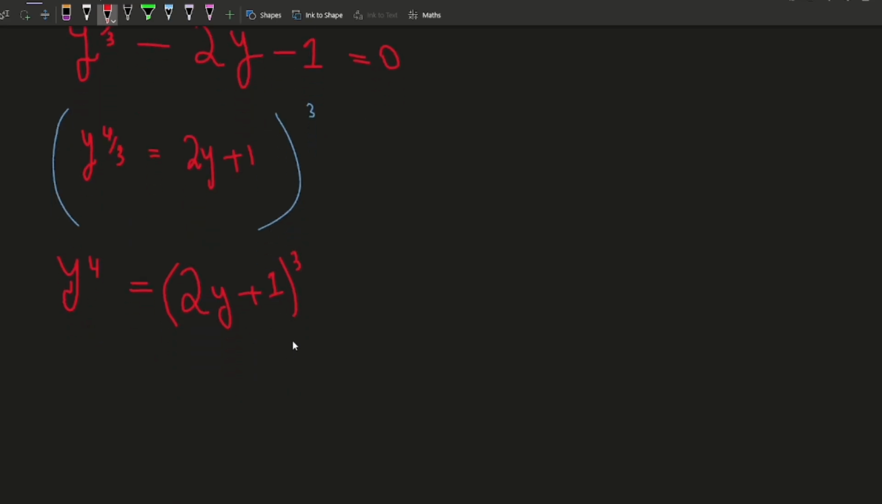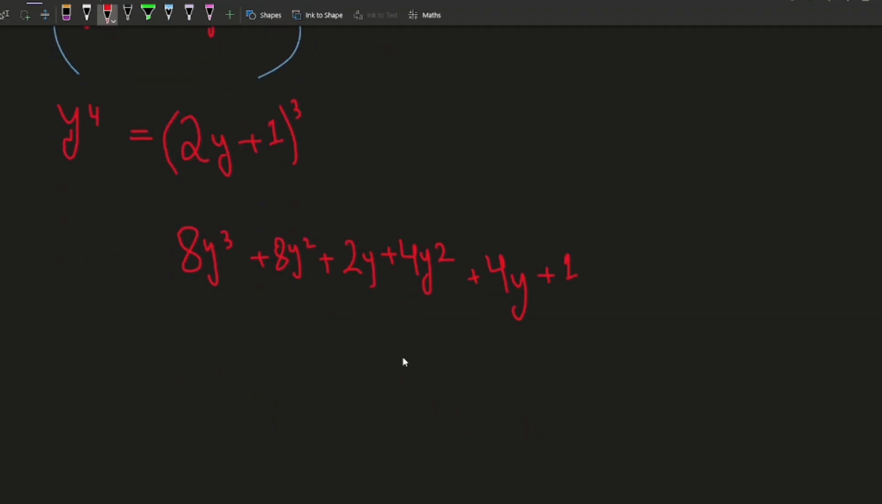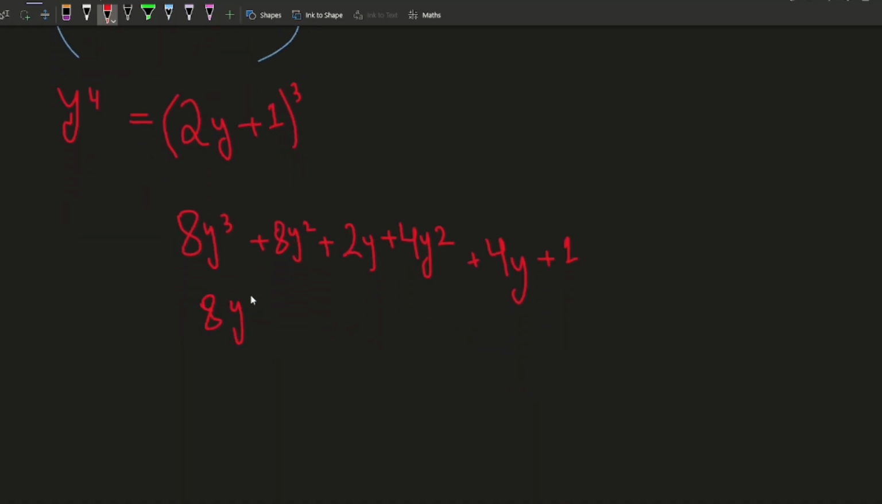Now let's expand this, and we will be left with 8y cube. I'm doing this directly: plus 8y square plus 2y plus 4y square plus 4y plus 1. If we simplify this, this would be 8y cube plus 12y square plus 6y plus 1. And all of this equals y to the power of 4.